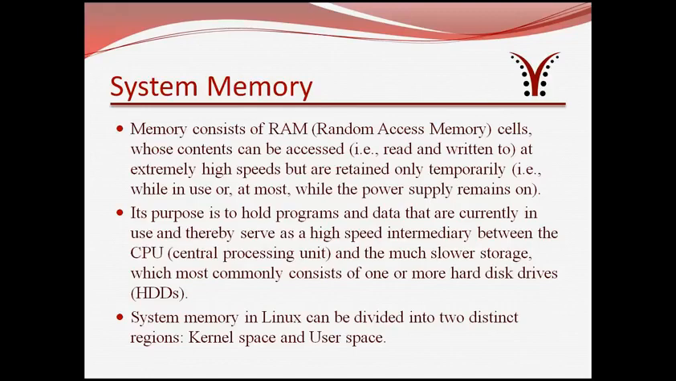What is system memory and how is it related to user space and kernel space? In Linux, system memory can be divided into two distinct regions, kernel space and user space. We all know that every system has a certain amount of memory. This memory consists of random access memory cells whose contents can be accessed at extremely high speeds but are retained only temporarily while the system is in use or while the power supply remains on.